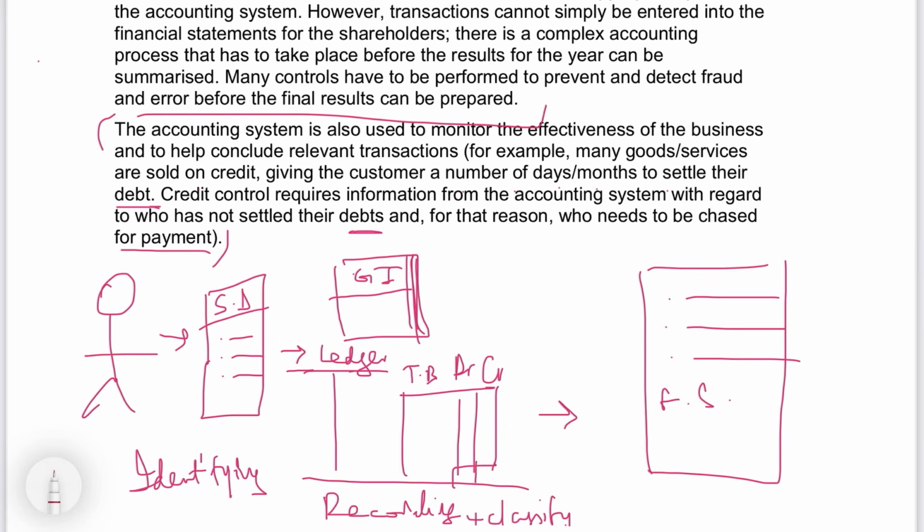Credit control is something that allows customers to have a period of days or months to settle their debts. And if any customer hasn't settled their debts, they are chased for the payments. They will be asked by that business, that owner, that company to pay the previous payments, right?